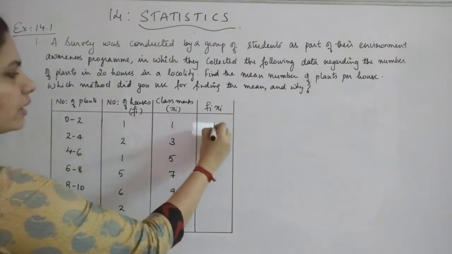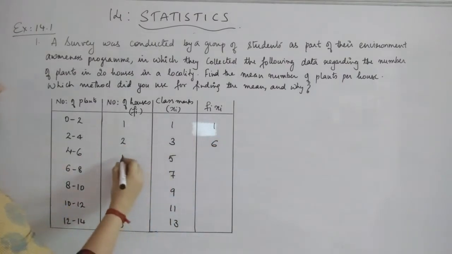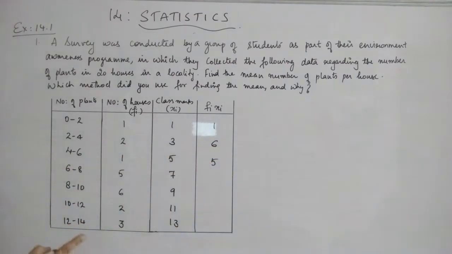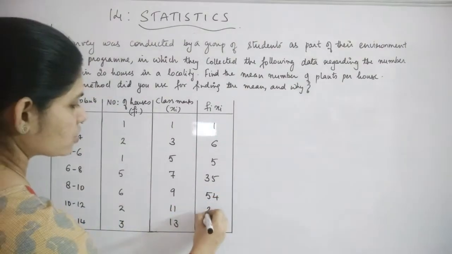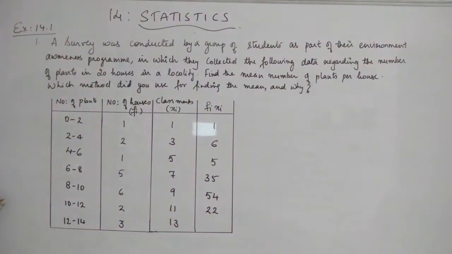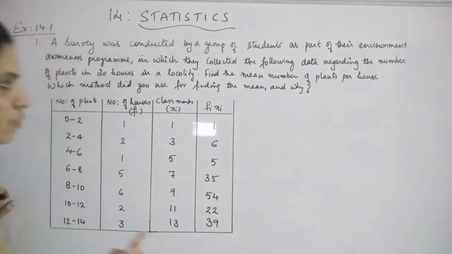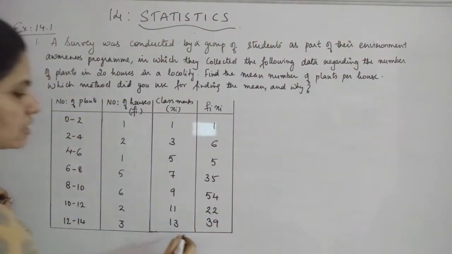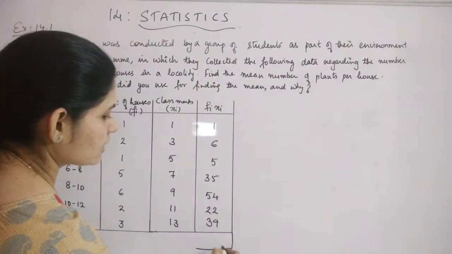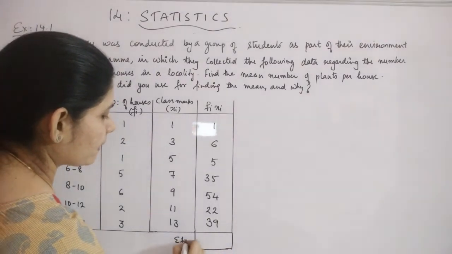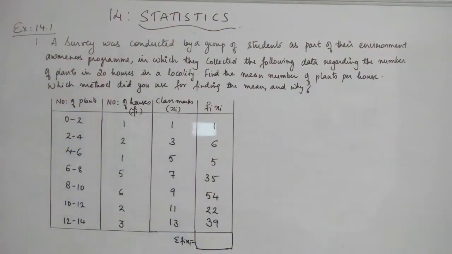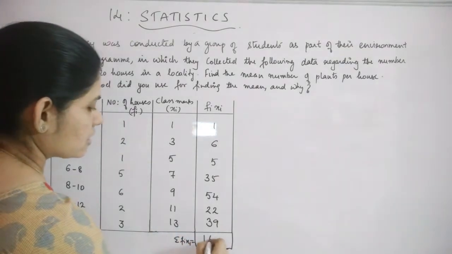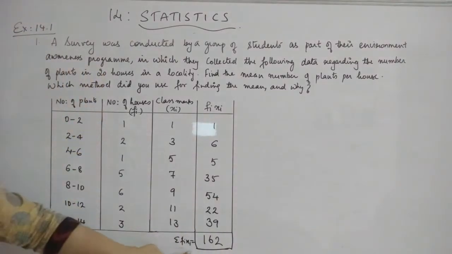So 1 into 1, 1; 2 into 3, 6; 1 into 5, 5; 5 into 7, 35; 6 into 9, 54; 2 into 11, 22; and 3 into 13, 39. Now we need the sum of all these, that is, sigma Fi Xi. What is the sum? You just find out. You have to get it to be 162. So this is sigma Fi Xi.